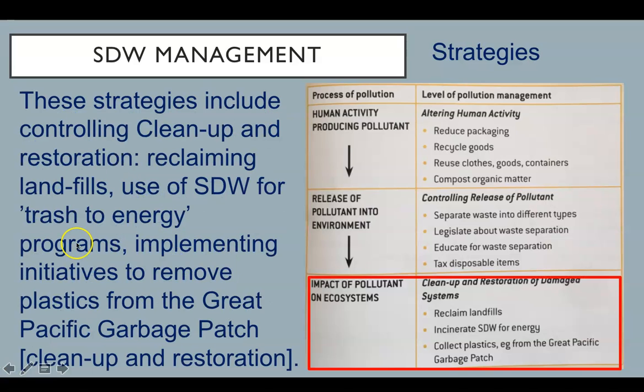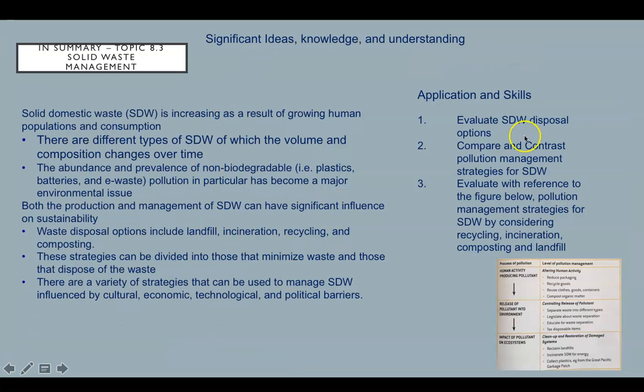These strategies include controlling cleanup and restoration, reclaiming landfills, use of solid domestic waste for trash-to-energy programs, implementing initiatives to remove plastics from the Great Pacific Garbage Patch. Again, stop the slide and study this level of pollutant management. Here is a general summary of topic 8.3, solid waste management.